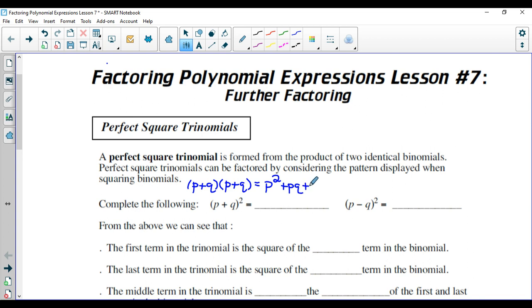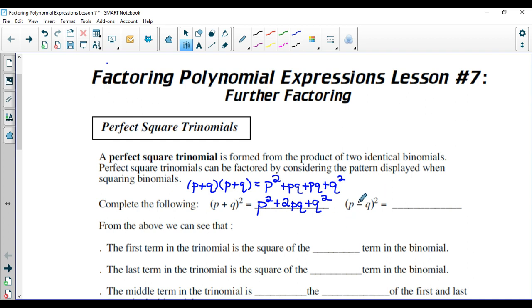Inside times inside would also be pq. And then last times last would be q squared. The two middle terms are like terms, so we can combine them, which gives p squared plus 2pq plus q squared.